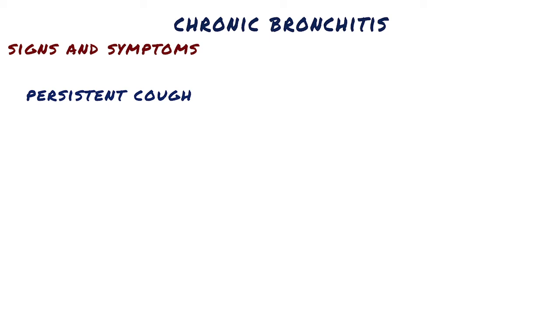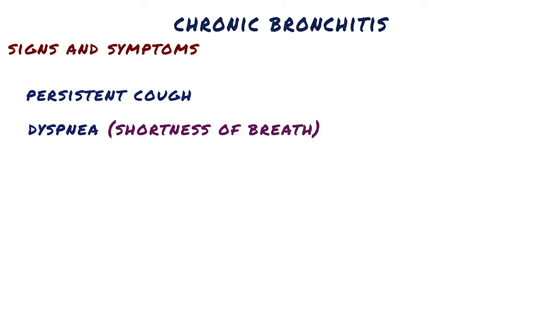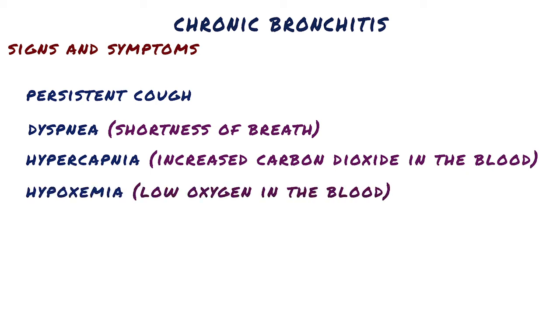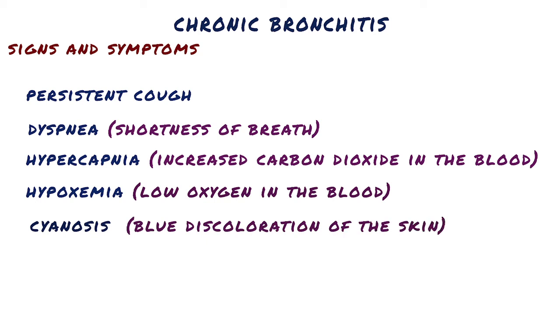The cardinal symptom of chronic bronchitis is a persistent cough productive of sparse sputum. For many years, no other respiratory functional impairment is present, but eventually dyspnea or shortness of breath develops. With the passage of time, and usually with continued smoking, other elements of COPD may appear, including hypercapnia, increased carbon dioxide in the blood, hypoxemia, low oxygen in the blood, and the increased carbon dioxide levels in the blood can get so bad that some people develop cyanosis, which is a blue discoloration of the skin, and this is why patients with chronic bronchitis are sometimes referred to as blue bloaters.